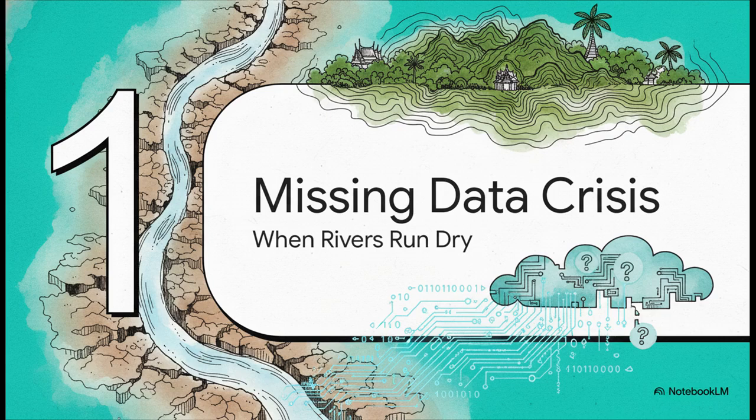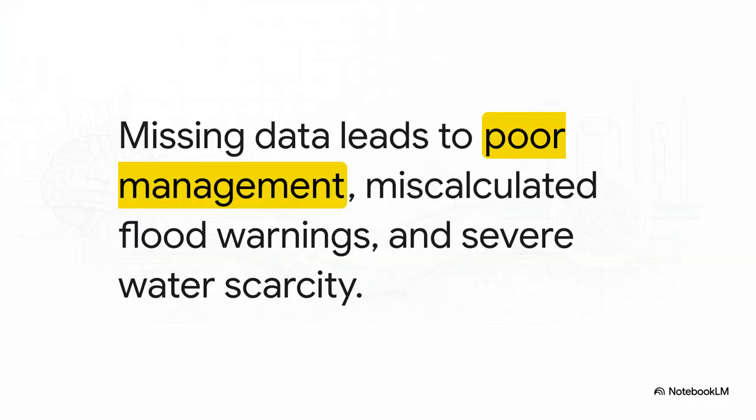Section 1. The missing water data crisis. When the river runs dry, on paper. If we look at places like the data-scarce southern basin of Thailand, it becomes really clear that missing data isn't just some annoying spreadsheet error. When hydrologists look at a river's history and literally just see blank spaces, it directly cripples our ability to predict catastrophic floods or manage severe water scarcity. Think about it. If we don't know how much water was flowing yesterday, we definitely can't accurately warn a downstream community about a flash flood tomorrow.